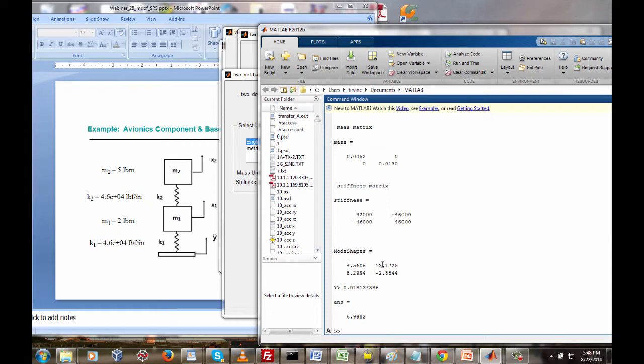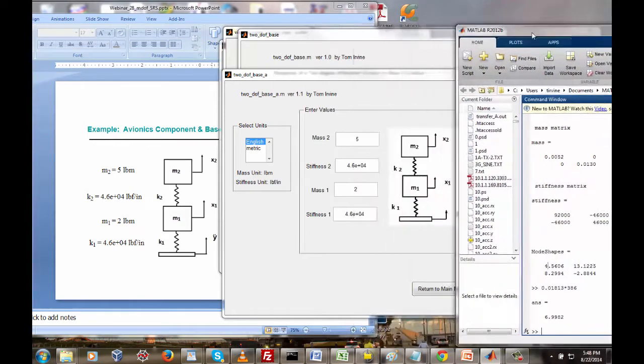Now we get to the second mode, and we have 13 and minus 2. So you see a change of sign there. That means the two masses are going to vibrate 180 degrees out of phase with one another. And it turns out that, I guess if we make a ratio of it, it's about a ratio of 4 between those numbers, that this bottom mass is going to be vibrating with an amplitude about 4 times greater than that of the top mass. So that's just some information that we're extracting from the mode shapes.